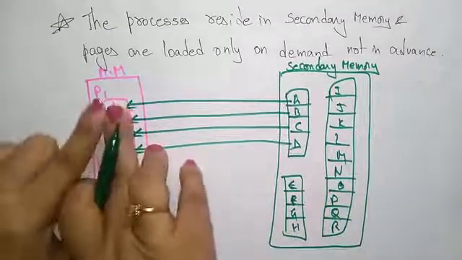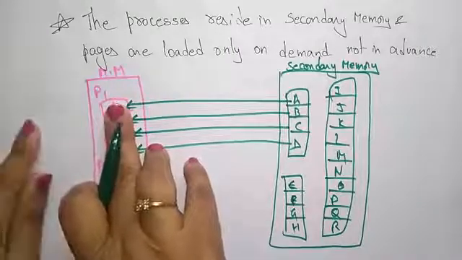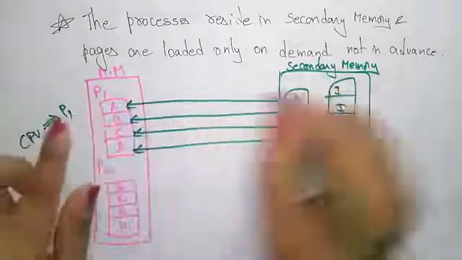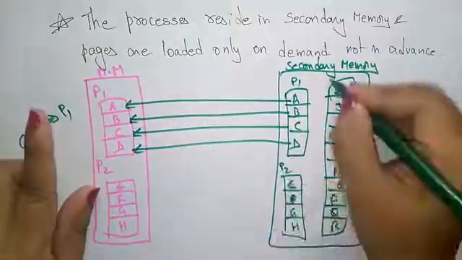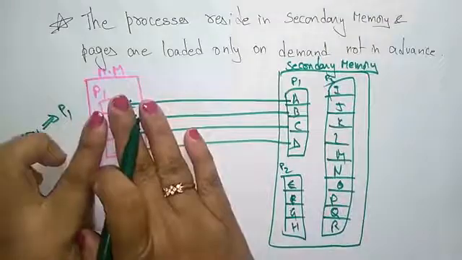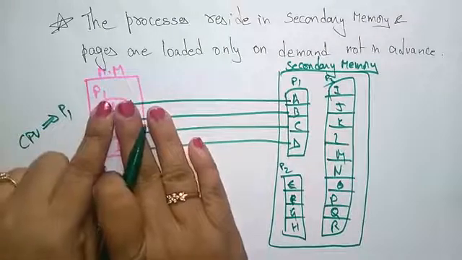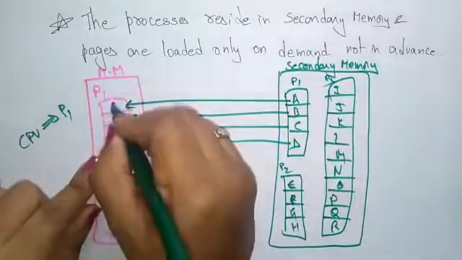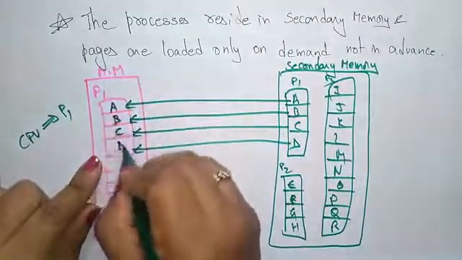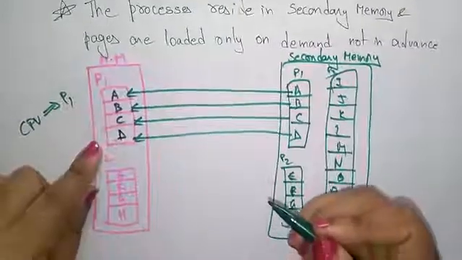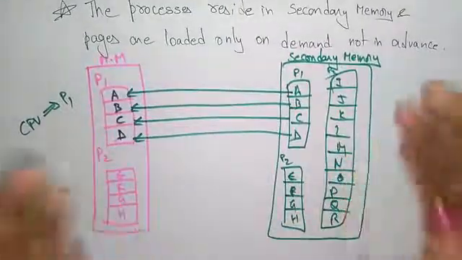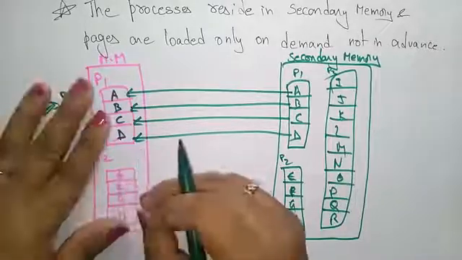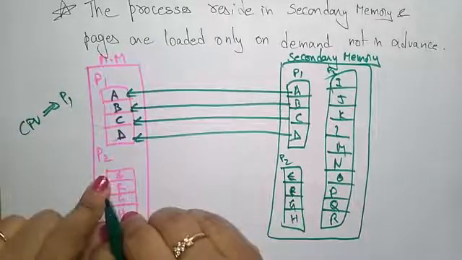The main memory is free. Whenever the CPU demands process P1, this is P1, this is P2, let's take this as P3, like that. The data that is present in the secondary memory will be stored in main memory: A, B, C, D. Suppose you want to store some data for process P2, but here it is already full, as process P2 is already loaded in the main memory.